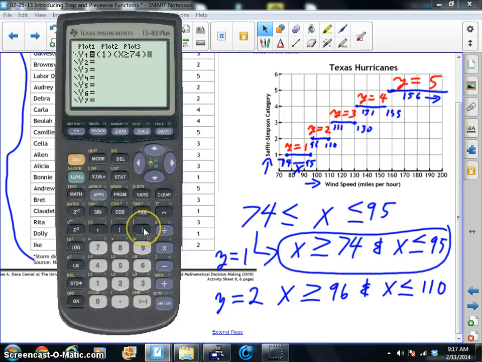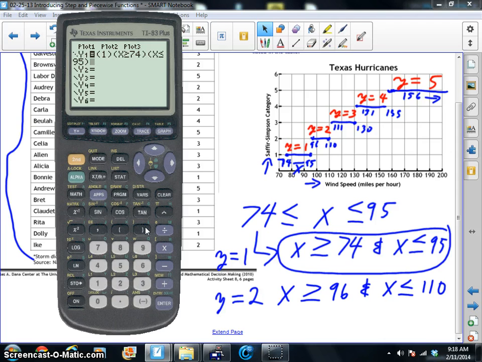Close parentheses, open parentheses. You have to do this with the parentheses because otherwise you're going to have some problems. X, second, math, less than or equal to 95. So I'm going to close that. And I'm going to go ahead and graph this, but I have to set up my window first.